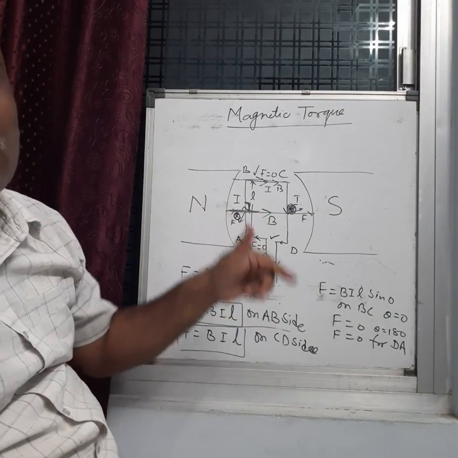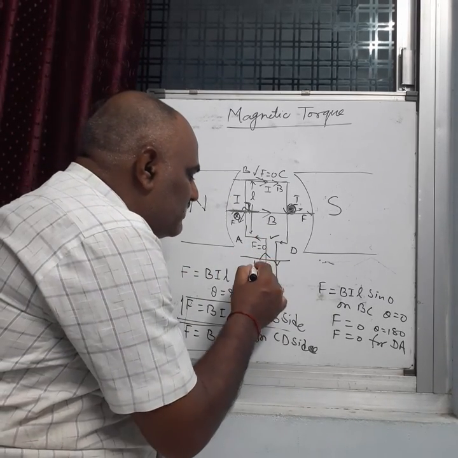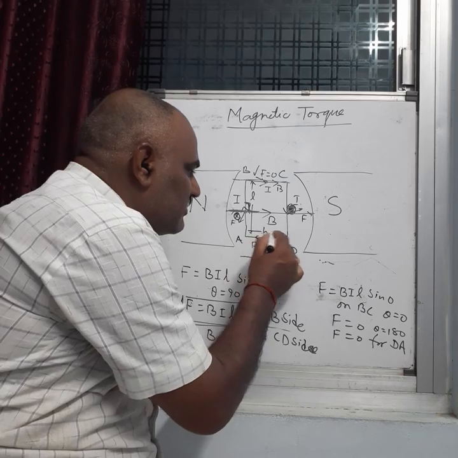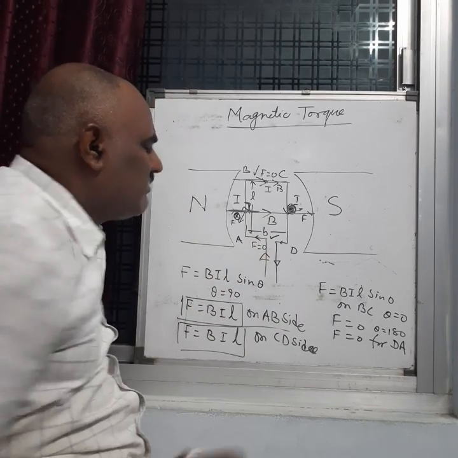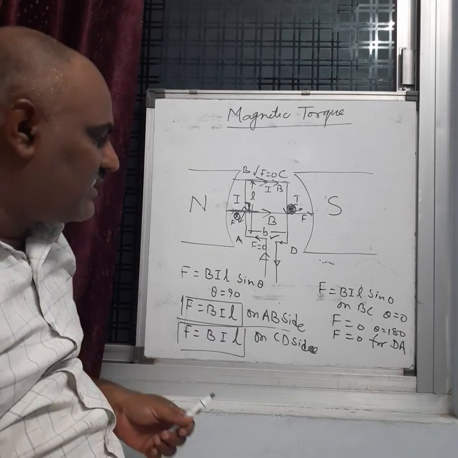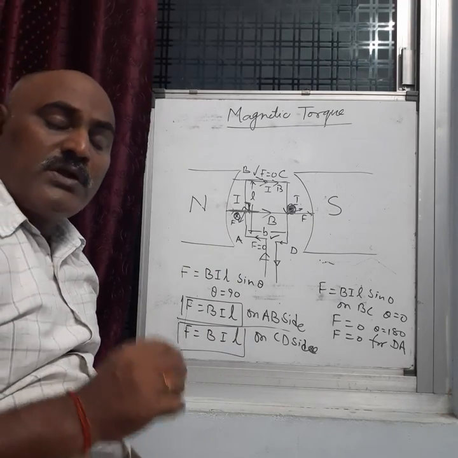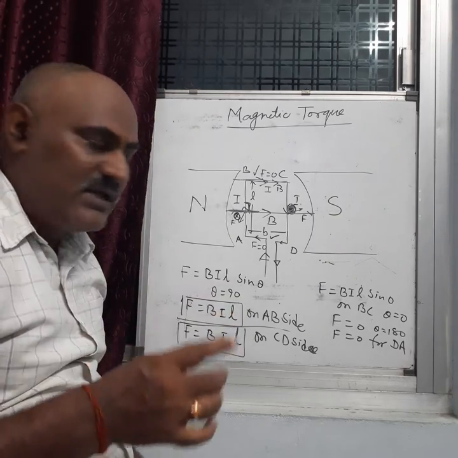Two equal and opposite forces acting on the loop, so a torque is produced. If the width of this loop is b, then there will be a torque. And how the torque will be calculated, I will show you. Actually, now keep your concept very clear.